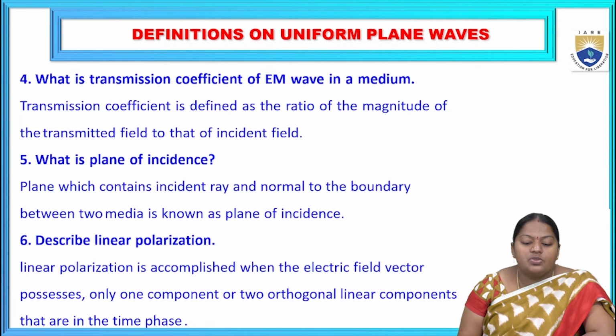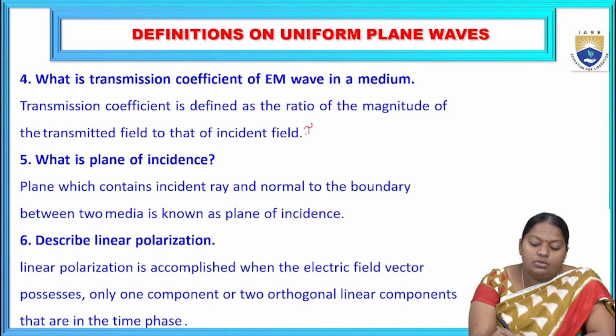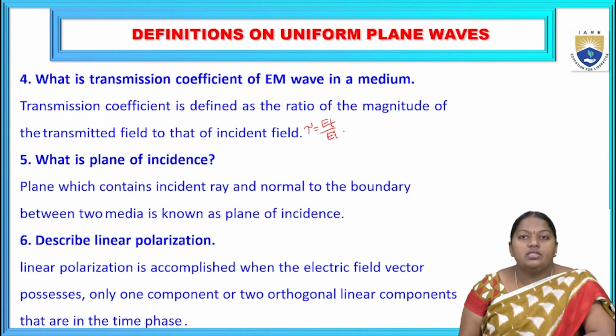Then, what is the transmission coefficient of an electromagnetic wave in a medium? The transmission coefficient is defined as the ratio of the magnitude of the transmitted field to the incident field. It is represented with tau and given by Et to Ei. Generally, when the incident wave is incident on the boundary, part of it is reflected back to the same medium and part of it is transmitted to the next medium. Depending upon that, we define two types of coefficients: the transmission coefficient and the reflection coefficient.